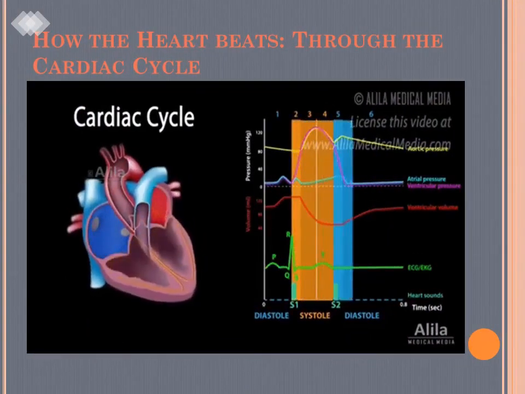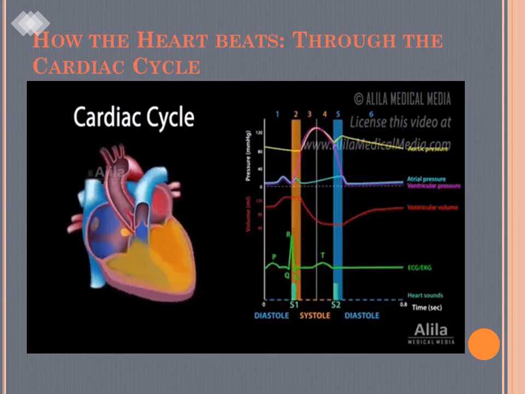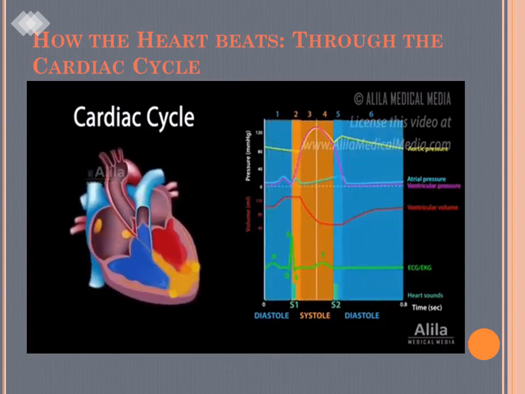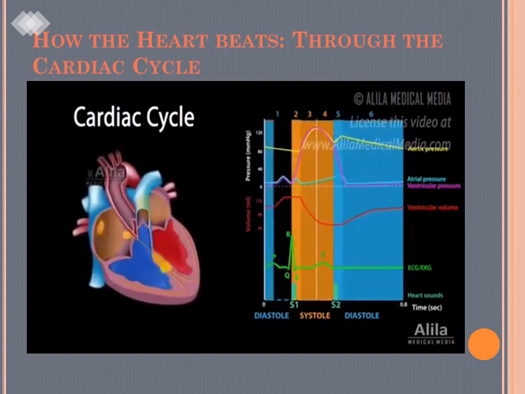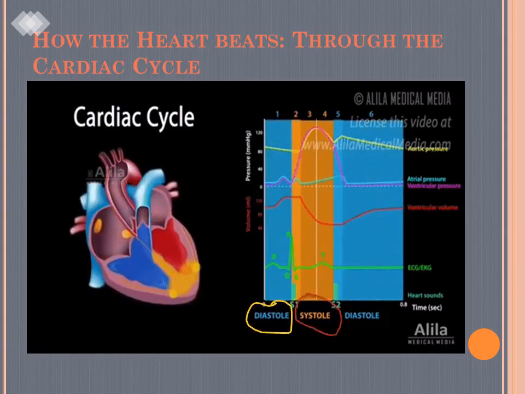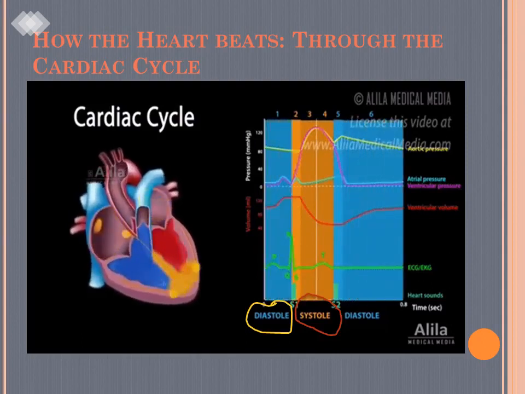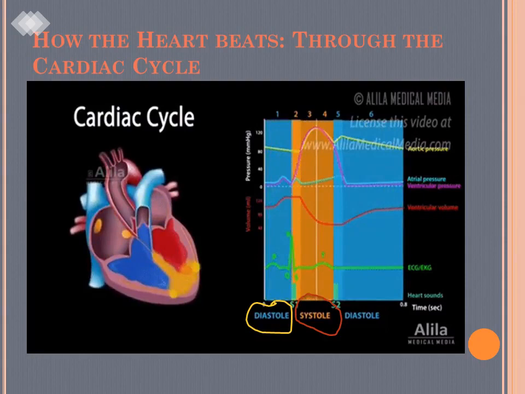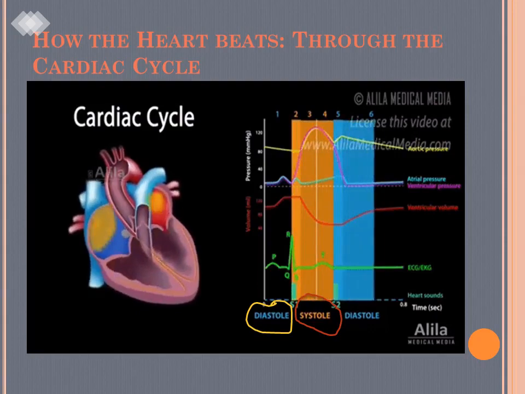And now, for every one heartbeat, a sequence of events occur, which is called the cardiac cycle. And in this cycle, there are two major phases. They are the diastole and the systole. During the diastole phase, the atria and ventricles are relaxed and blood flows into the atria and ventricles. In the systole phase, the ventricles contract, sending blood to the rest of the body.